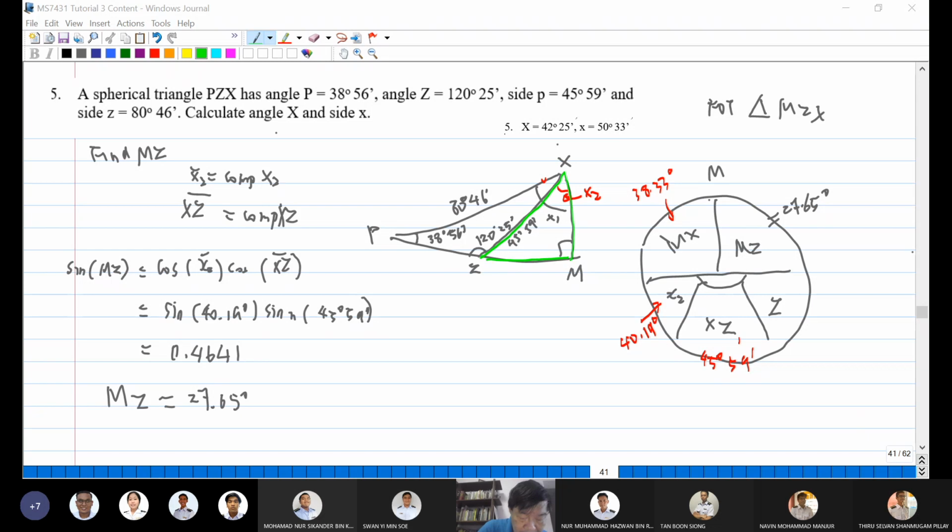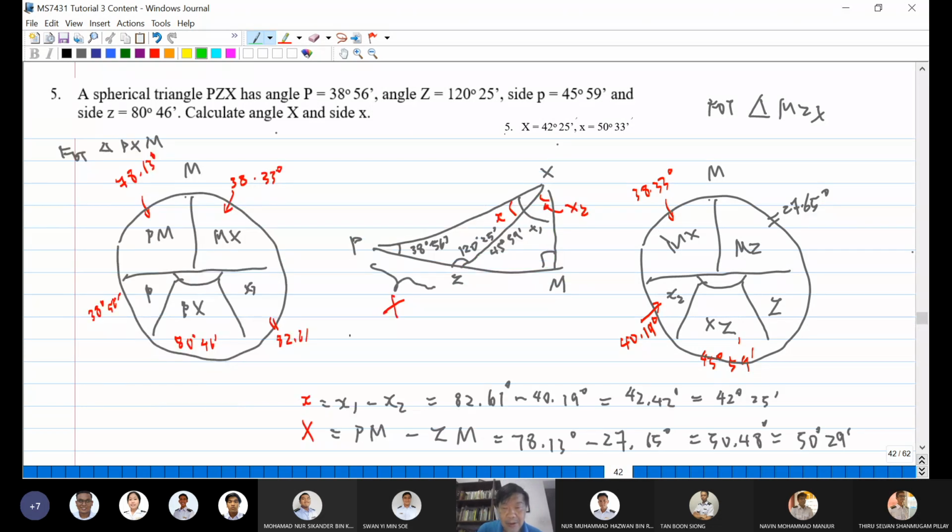So finally, I give you the answer. Okay, so both triangles. I want to find the angle x here. Angle x is the big angle x1 minus the small angle x2. And then side x here is the difference between PM and PZ. Okay, PM and PZ, difference between them. This is how you get the answer. So this is how you solve the whole problem.